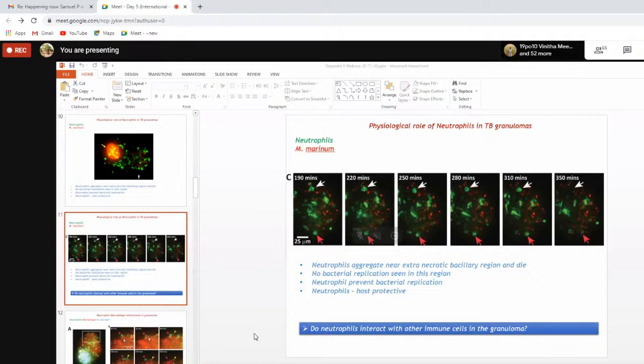So next, if you remember my earlier slide, granulomas are nothing but organized aggregates of immune cells, and hence it is possible that neutrophils could interact with other immune cells in the granuloma, and these interactions could further affect the outcome of infection. So we looked for interactions between neutrophils and other immune cells, especially macrophages, which are present in majority in the granuloma.